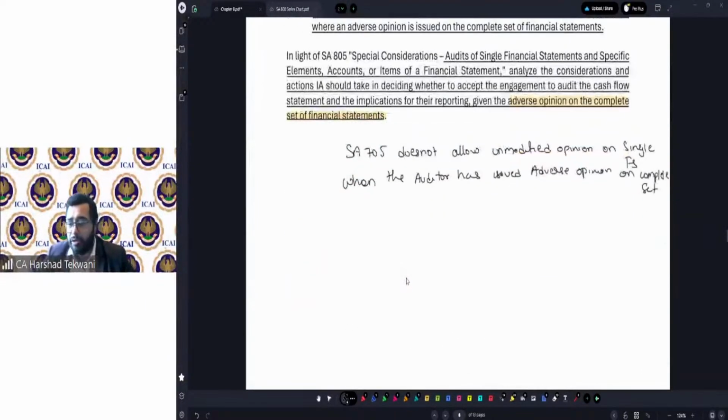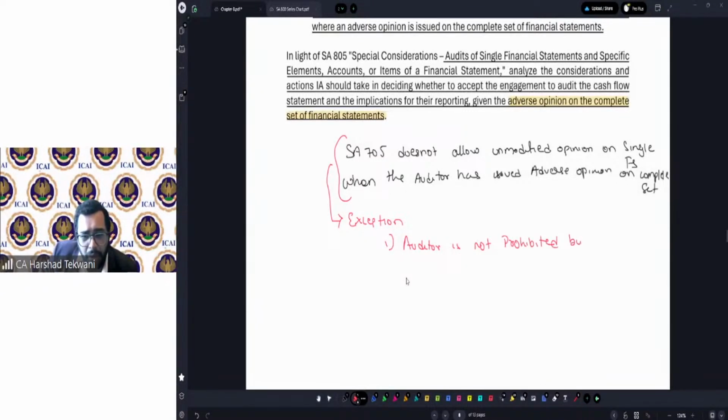Okay. So the three conditions of the exception. The exception comes with three conditions. If you satisfy these three conditions, then you can do that. One, the auditor is not prohibited by law. Means I am not prohibited by law to issue a different opinion, one on the complete set, second on a single FS. Second, the opinion expressed in the audit report should not be published together with the audit report containing the adverse opinion. Means both opinions should not be published together.